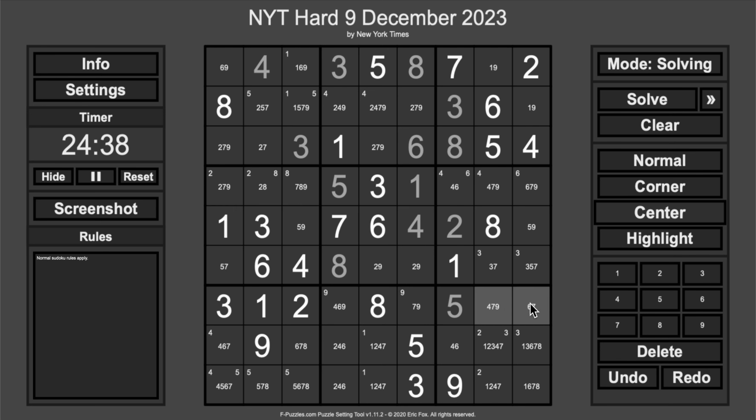Seven in these two and 7 in these two now. Okay, 8. Wait a minute. 8 is only there. I've got 2, 3, 8 here. Oh, and 1 can only go in that cell too.